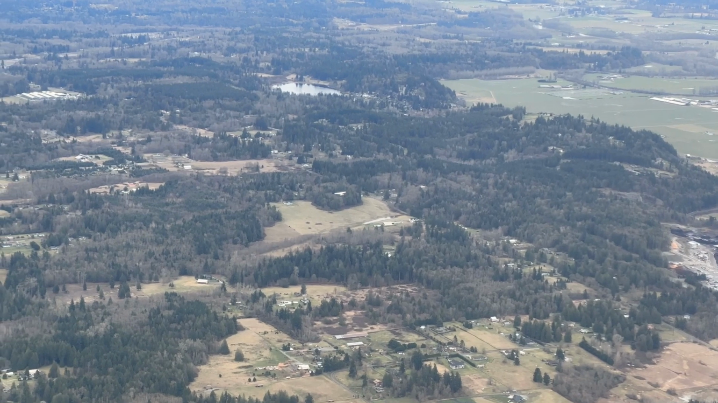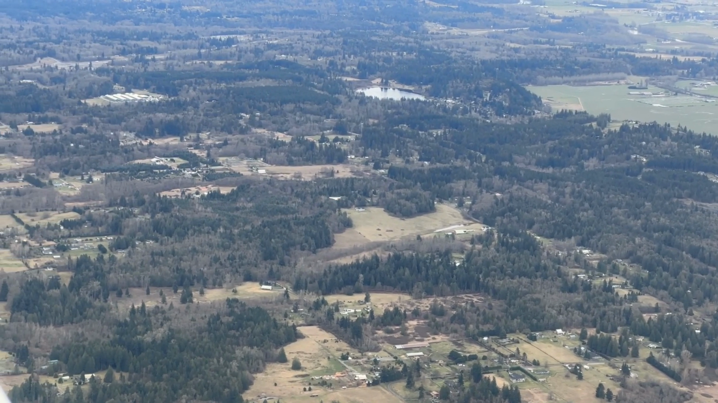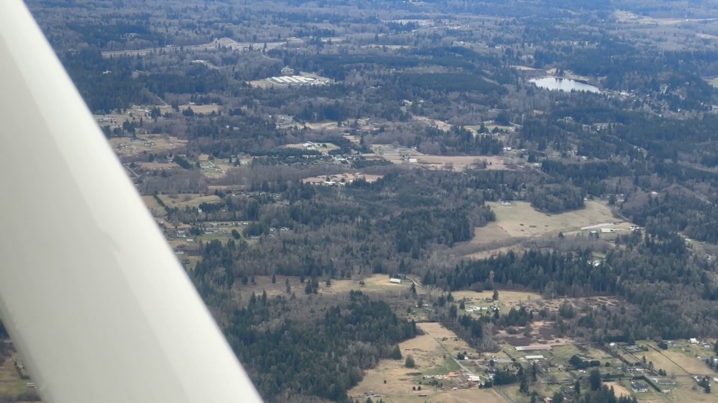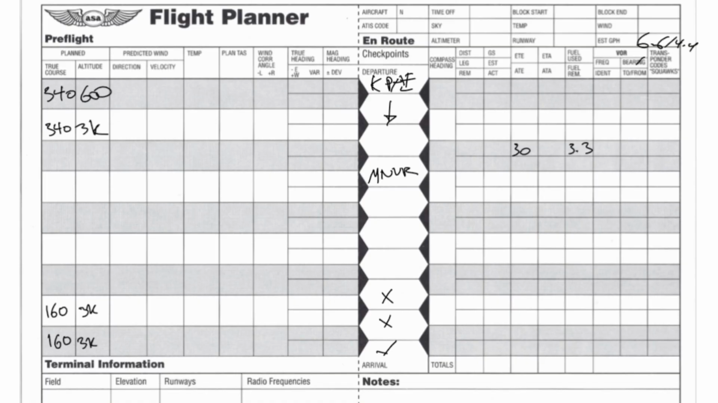Time and fuel burn. I like to allot a set amount of time and fuel burn for my maneuver phase. And since I will likely be adjusting the power for different maneuvers, I like to just assume that I'll be using full power. I'll be conservative and go with my full power burn rate. So for 30 minutes at full power, in this case, we'll allot 3.3 gallons.